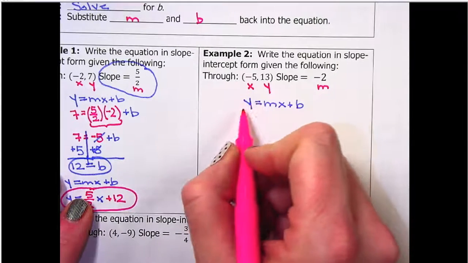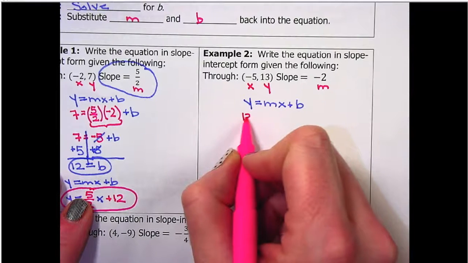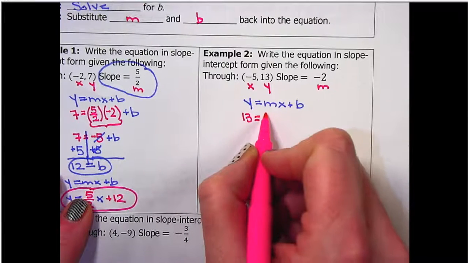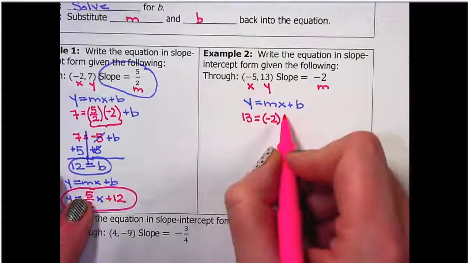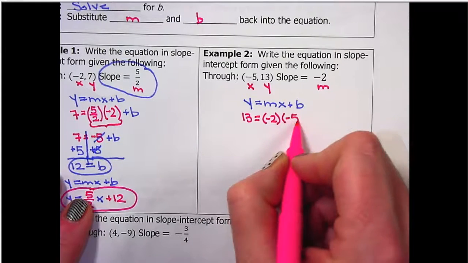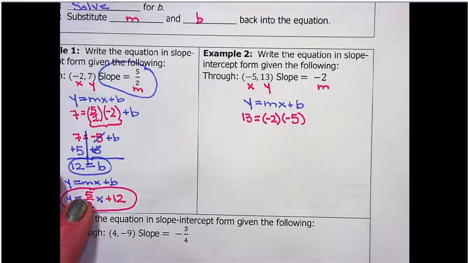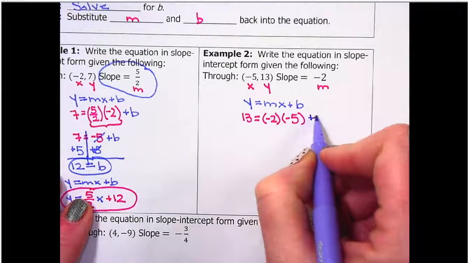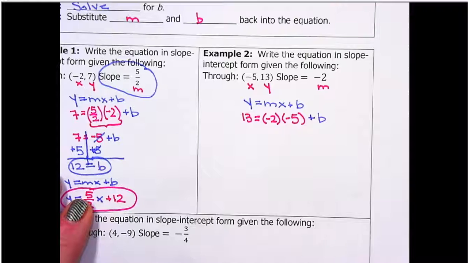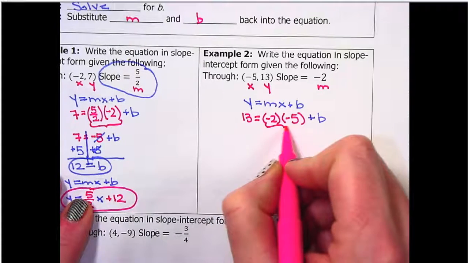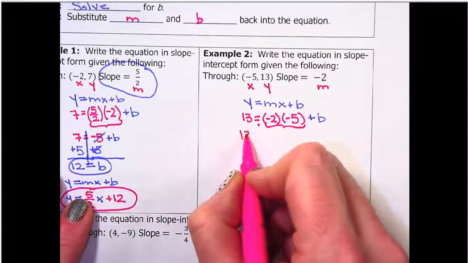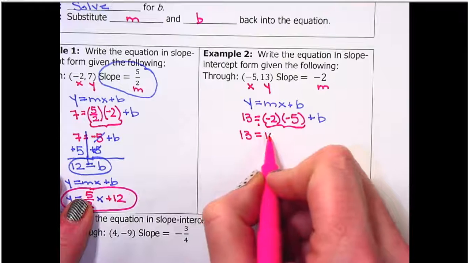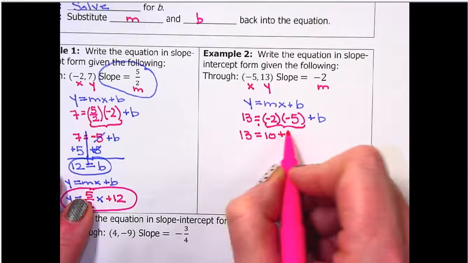Y from the ordered pair is 13. M from the slope I was given is -2. X from the ordered pair I was given is -5. And I'm looking for b. I'm going to multiply m and x. And I get 13 equals 10 plus b.